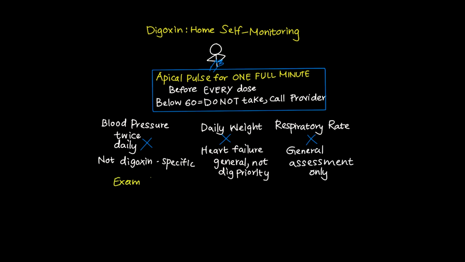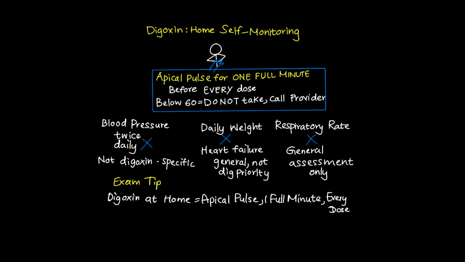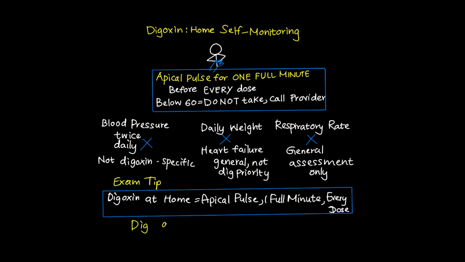Here is a WGU D441 OA exam tip for you. Digoxin home teaching always centers on apical pulse for 1 full minute before every dose. If the question asks about patient self-monitoring on digoxin, that is always the answer. Quick recall hook. Dig at home equals pulse first. 1 full minute every time.